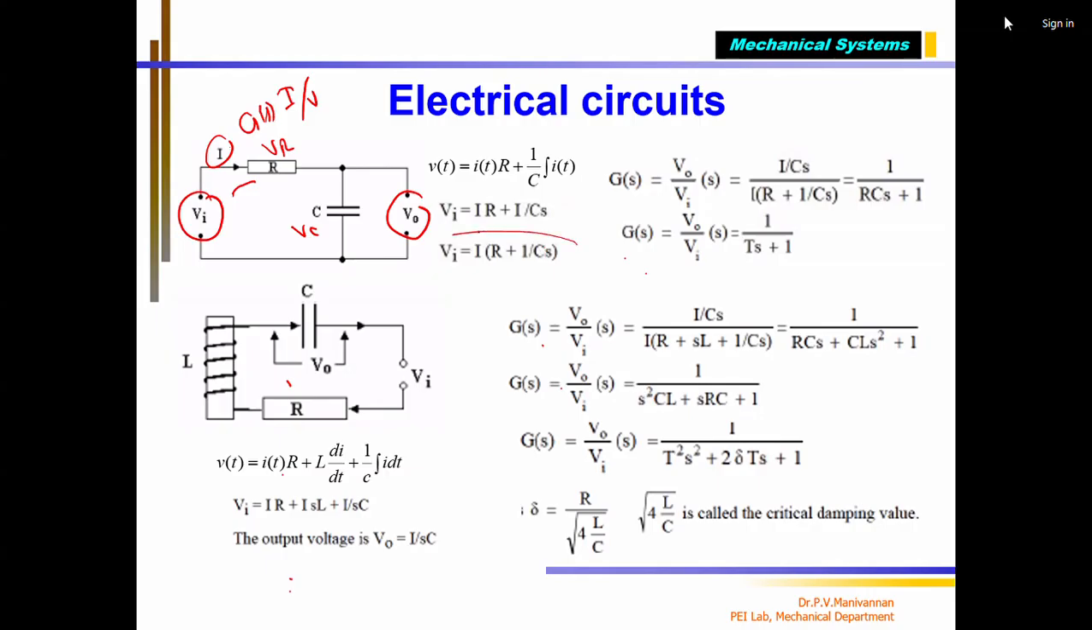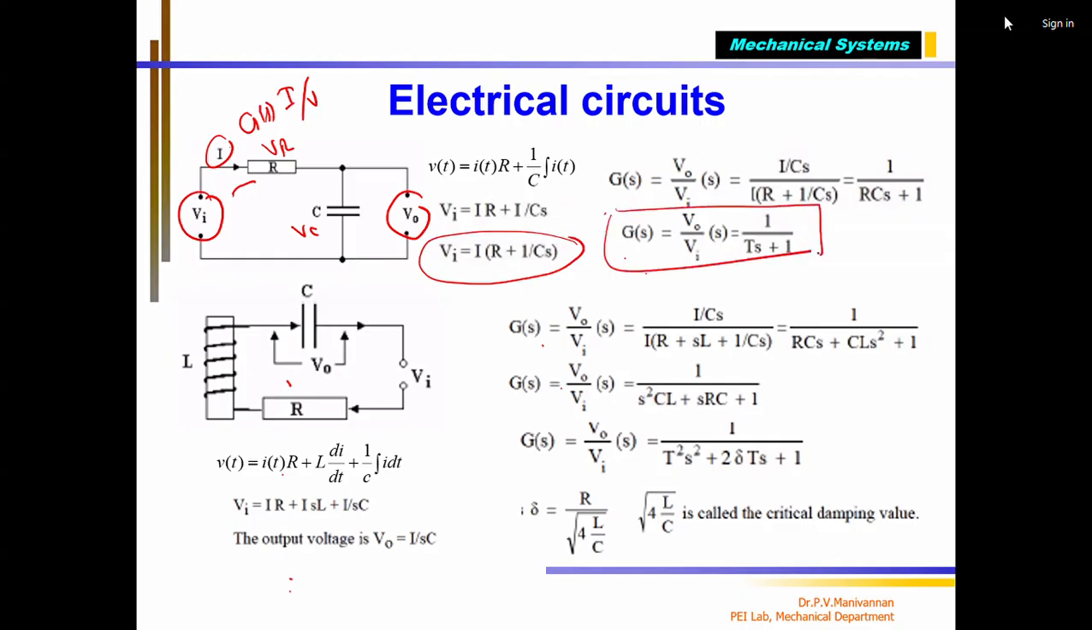From this equation, I can write. Instead of that, I can write V naught is the voltage across this. I can write like this. In that case, the equation was 1 divided by CS divided by R plus 1 by CS, which can be written as 1 divided by RCS plus 1. This is the transfer function. So this is the final transfer function.